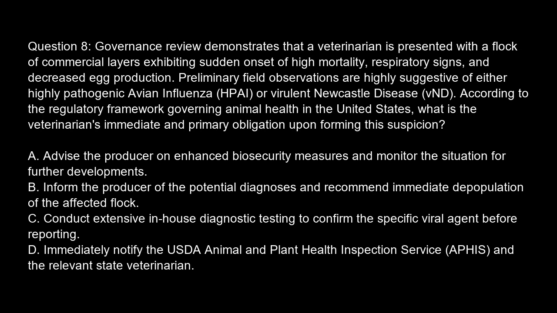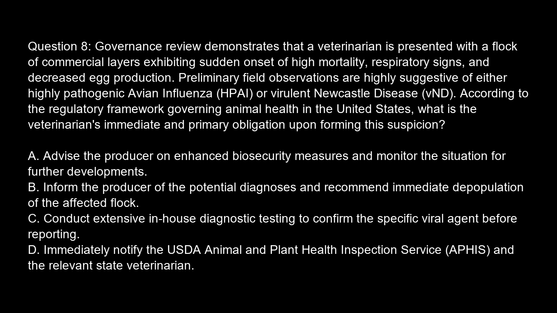Governance review demonstrates that a veterinarian is presented with a flock of commercial layers exhibiting sudden onset of high mortality, respiratory signs, and decreased egg production. Preliminary field observations are highly suggestive of either highly pathogenic avian influenza, HPAI, or virulent Newcastle disease, VND. According to the regulatory framework governing animal health in the United States, what is the veterinarian's immediate and primary obligation upon forming this suspicion?